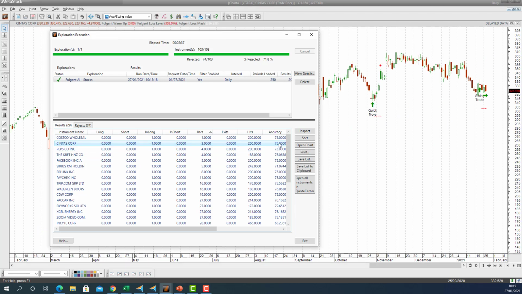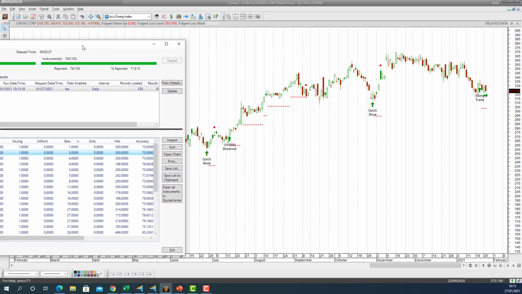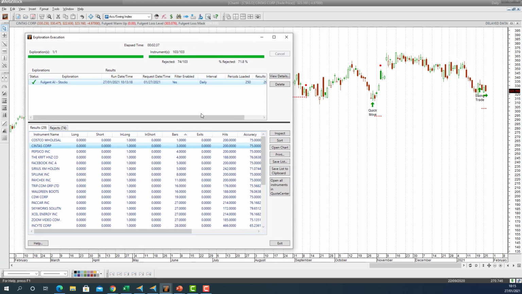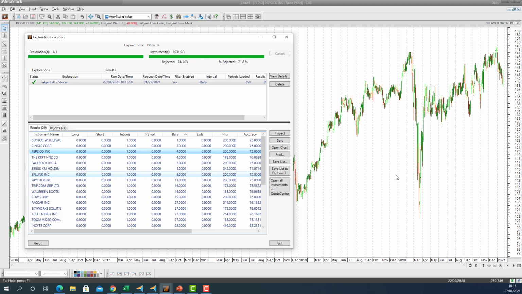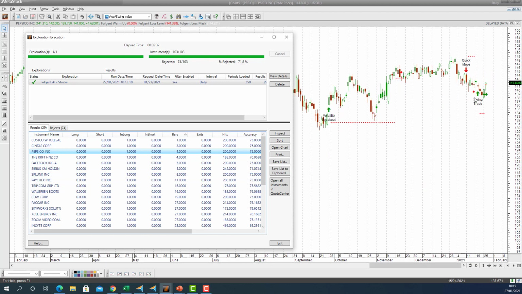There we go, 75% accuracy in the testing period, 200 times that this signal occurred. Swing trade, fantastic there, 3 days into a trade. You can also see it generated quite a lot of nice volatility and swing trades on Cintas. PepsiCo is in a long, 4 days into a trade. You can see a swing trade, so there's some upside potential in PepsiCo.